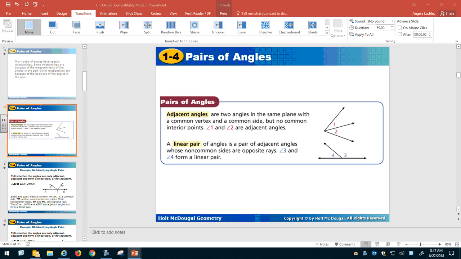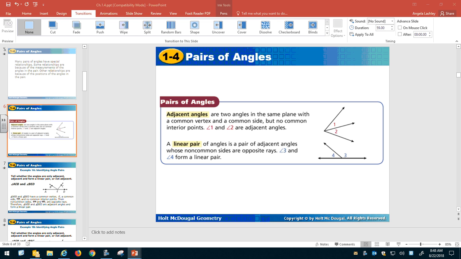Okay, so if I pick points inside angle 1, are any of those points inside angle 2? No. These points are only inside angle 1. These points are only inside angle 2. Let me give you an example. That's not adjacent. Okay, so here's angle 1, here's angle 2, here is angle 3. Angle 3 is the great big angle.